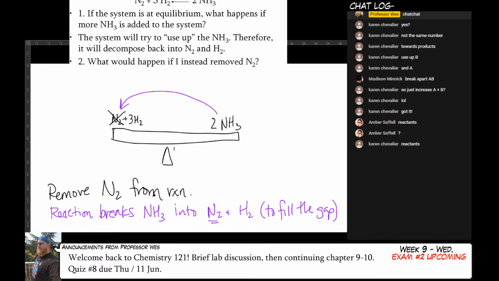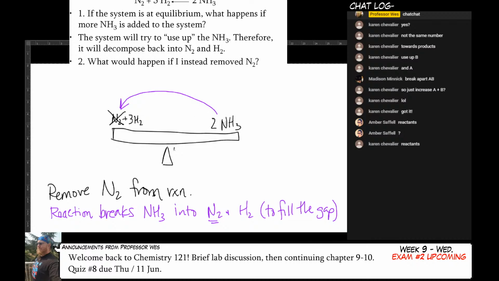And so I could do this all day. I could say, what if I added N2? Well, if I add N2 to the reaction mixture, I have too much of this stuff, then it will shift in this direction to use it up. What if I add H2? Well, I have too much H2, so it'll shift in the direction of the products to use it up.